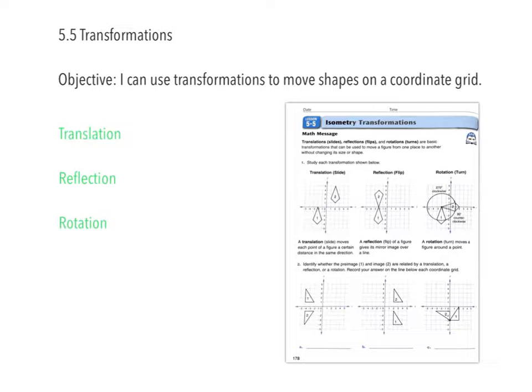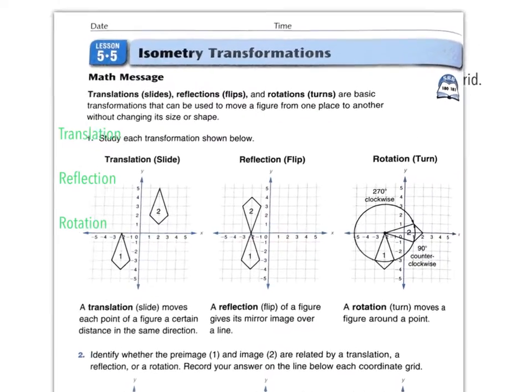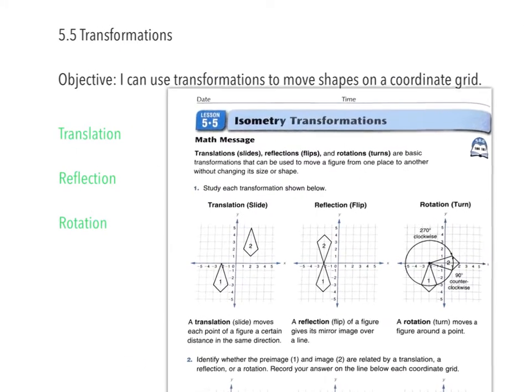So a couple of things to remember. We need to know what a coordinate grid is. We've worked with those last week, and you can see some pictures below. And also you can see off to the left side, we have 3 names of different types of transformations. Now we're going to zoom right on in. We're going to look at some things in our math message here.